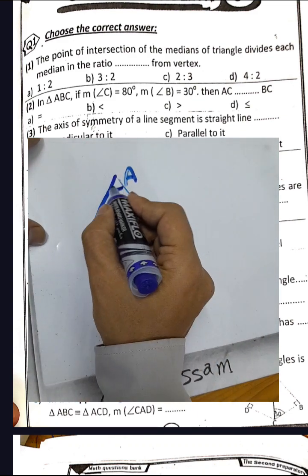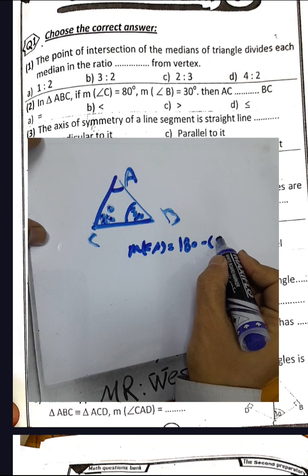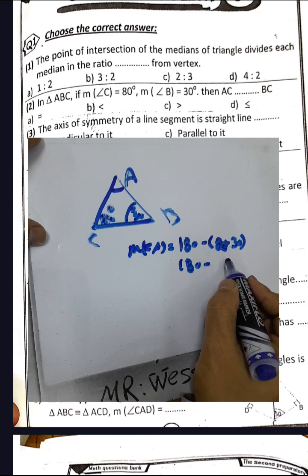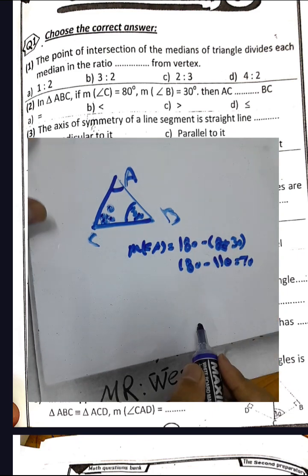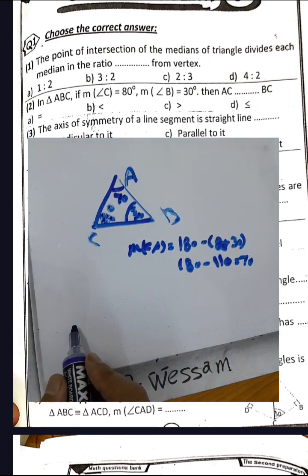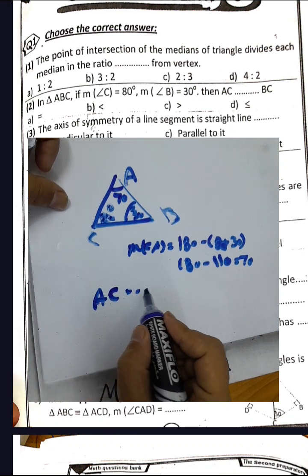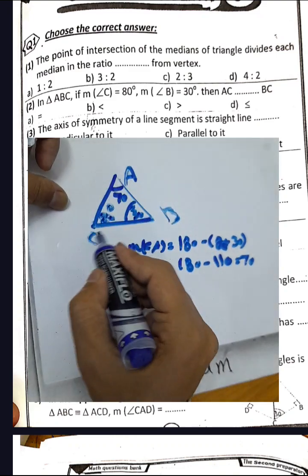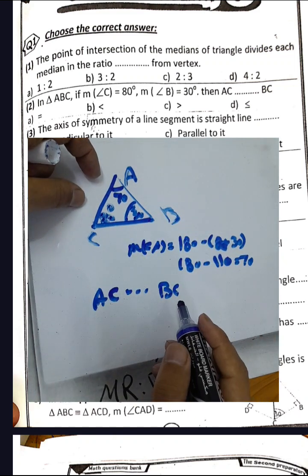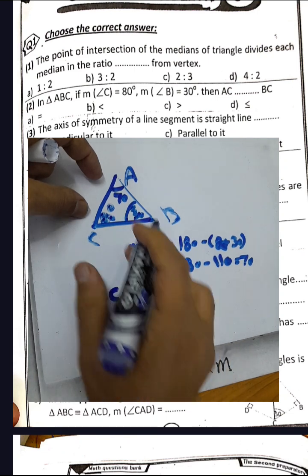We can find the measure of angle A first. 180 subtracted by 80 plus 30. The result will be 110. Then the measure of angle A will be 70. Then we write the relation between AC and BC. BC is opposite 70 and AC is opposite 30. Then AC is less than BC. BC will be greater because it's opposite 80.